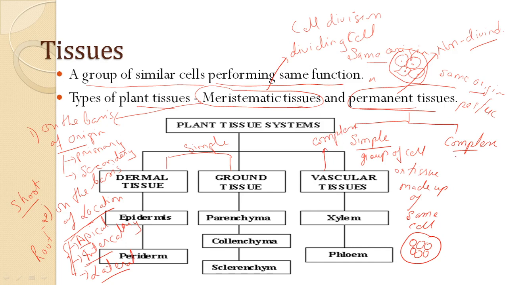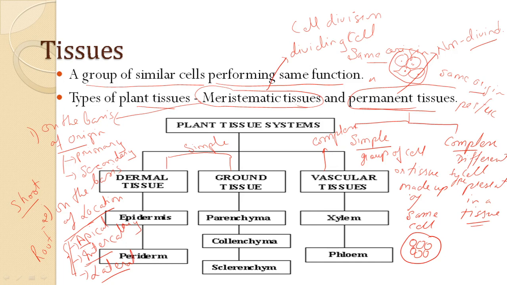What is a complex tissue? There are different types of cells present in a tissue. Different types of cells present in a tissue are called complex tissue. So the tissues are basically a group of cells.